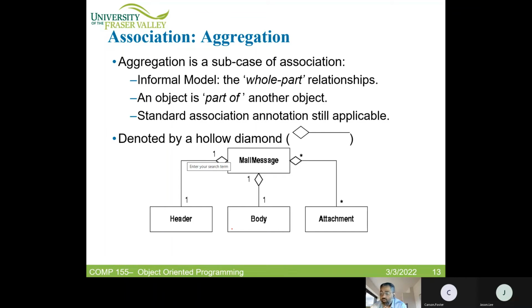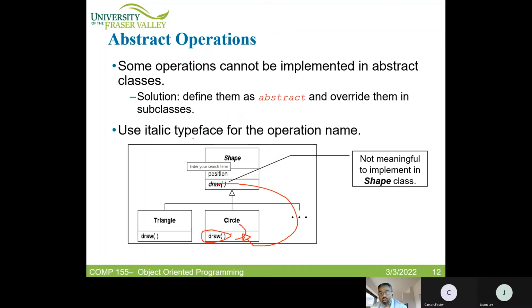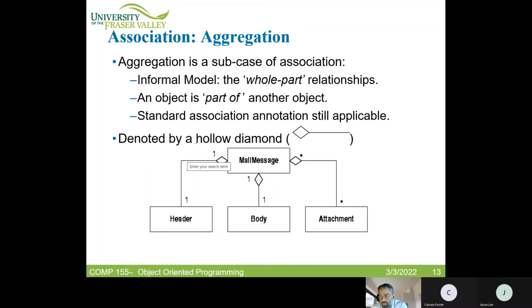Aggregation is a special kind of association. When I said association here, this is a relationship, and this relationship has a name, and then it has a multiplicity. A customer will have many accounts. However, aggregation is a special case of relationship where it is not only that a customer will have, or belong to. No, here it is a part of.